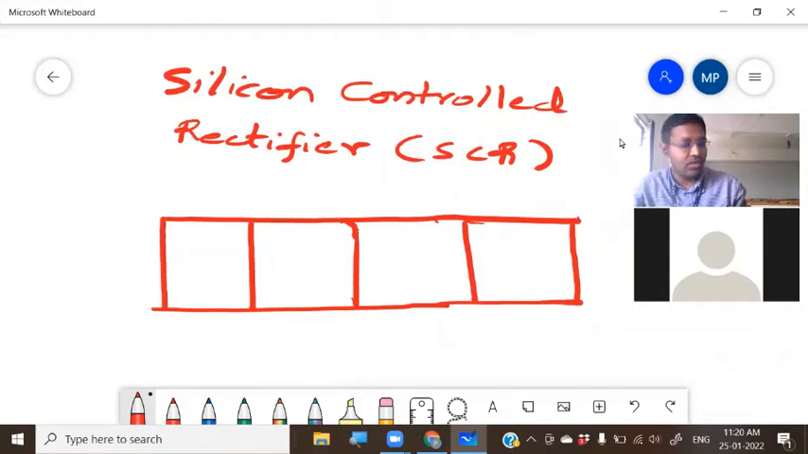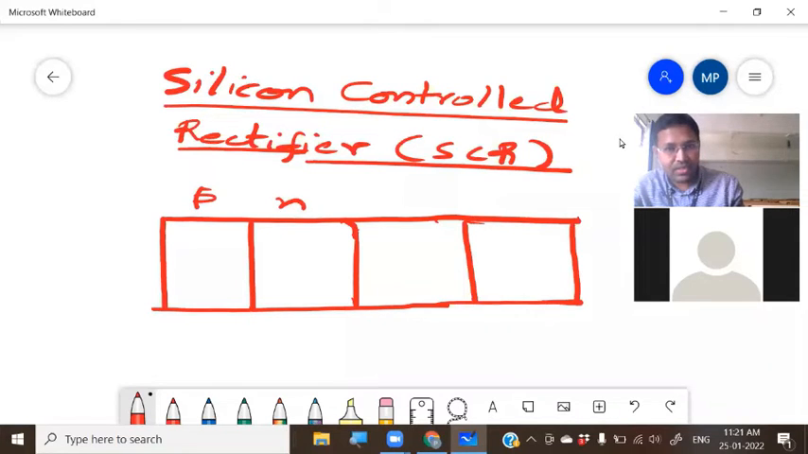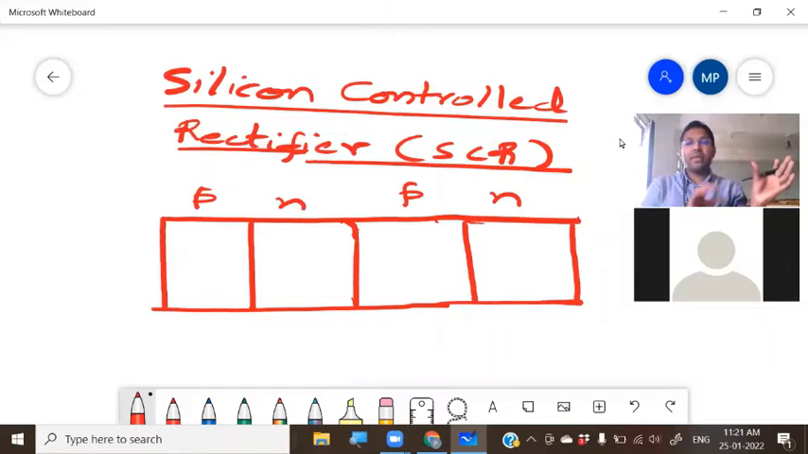So what are the four regions? We are discussing silicon controlled rectifier, which simply has four regions. What are the four regions? P region, N region, P region, N region. P type material, N type material, P type material, N type.